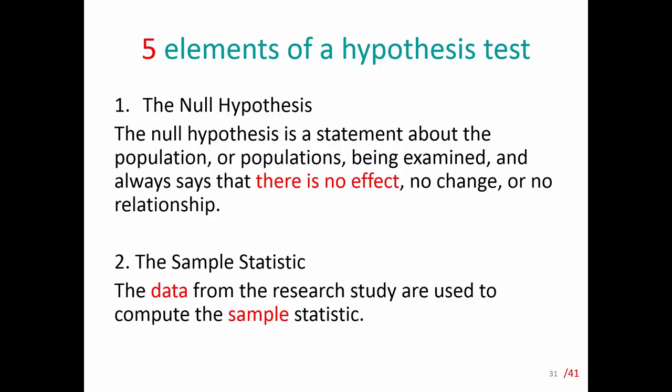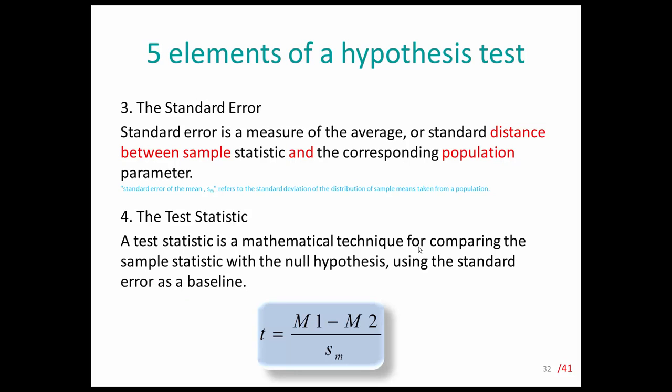The second thing that you need to consider is the sample statistic. The sample statistic is simply whatever statistic or data or number that you collect from your sample. Also, you need to understand the standard error. The standard error is a measure of the average or standard distance between sample statistics and the corresponding population parameter.